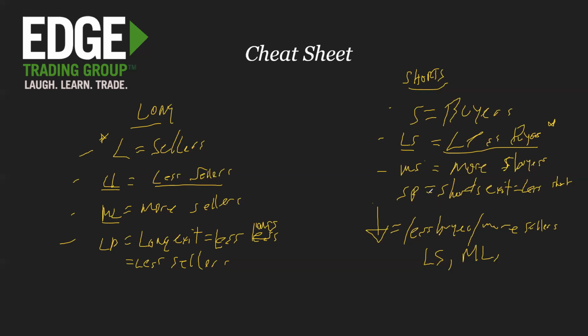Someone said shorts puke. Well, let's read shorts puke. Shorts puke is SP. It says shorts exit, less shorts. That means there's less shorts, which means there's less buyers. I forgot I had this line, less buyers. So shorts puke means shorts exit. There's less shorts, that means less buyers.